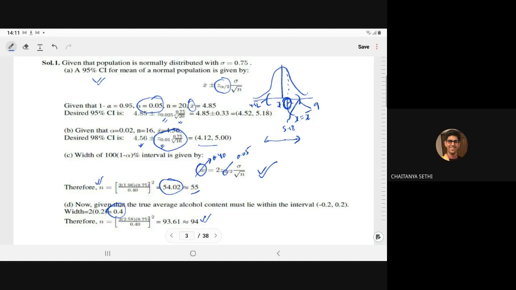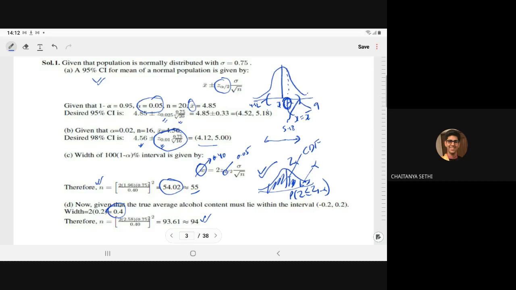This is the Z alpha. What is the meaning of the Z alpha? The meaning of Z alpha is that the right hand side area is alpha. So you have to take the value of Z less than Z of 1 minus alpha from the table. In the table we have the CDF value, but we require the right hand side. So 1 minus the CDF value will give the right hand value.